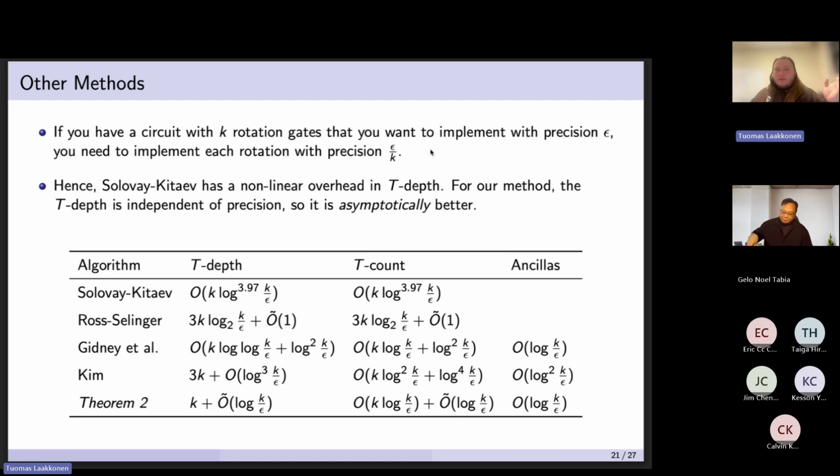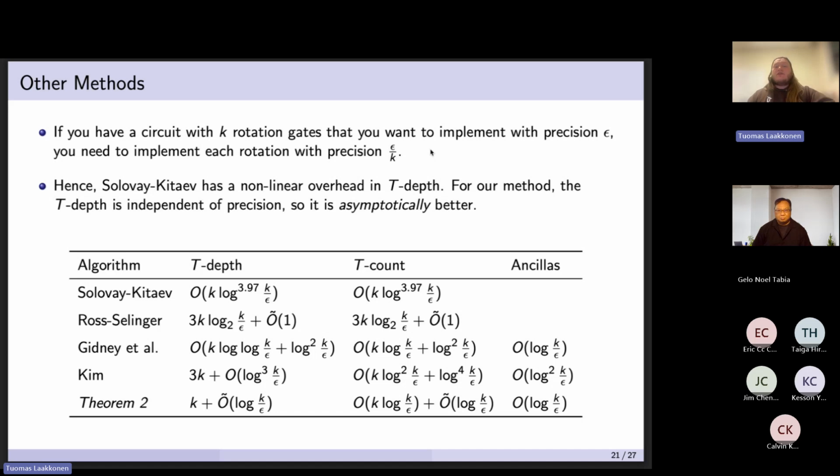So there are other ways to do this kind of thing where you want to implement a small angle rotation in Clifford+T. And the first thing to note, that I think is often not talked about and is quite significant to my mind, is that if you have a circuit with, say, k rotation gates, and you want to implement the whole circuit to precision epsilon, then you need to implement each of those rotations to a precision epsilon over k. And so if you do something like Solovay-Kitaev, which has a logarithmic overhead in 1 over epsilon, then now the overhead you have will depend on the size of your circuit, right? Because you've replaced epsilon with epsilon over k.